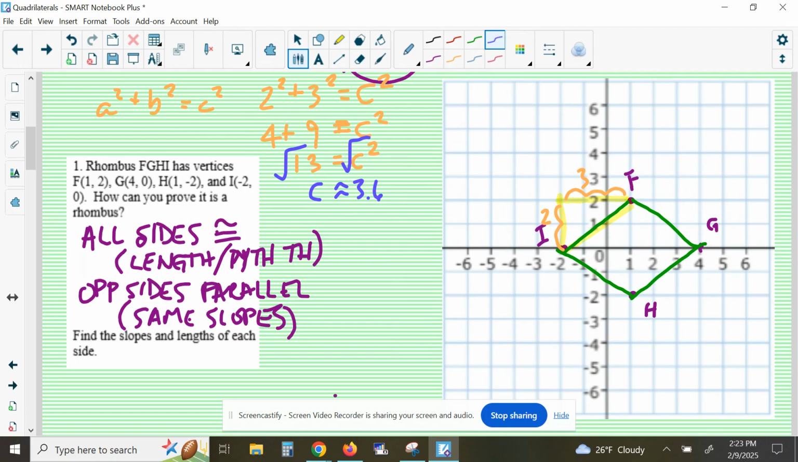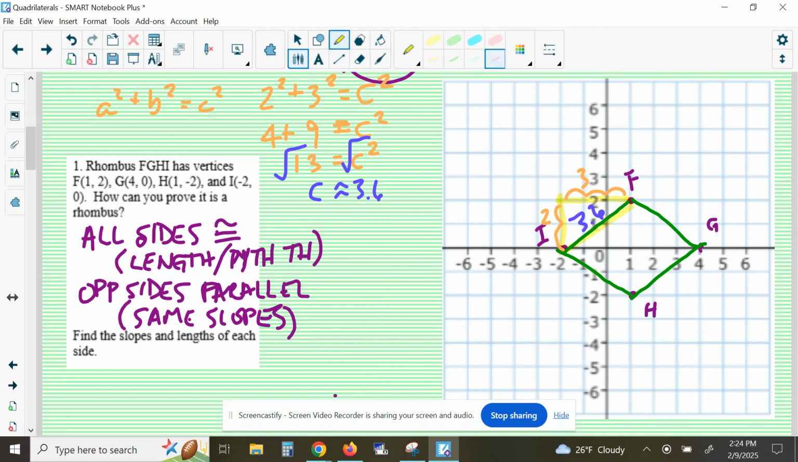On my calculator it says 3.605. So this length is 3.6 approximately. Now remember, I need all sides congruent. That means I need to check all of my sides. But let's just take a look at something here, because we're about to save some time, because you're like, oh my gosh, do I have to do this 4 times? And you kind of do, but let's go ahead and make our second fake right triangle, because we might see something.